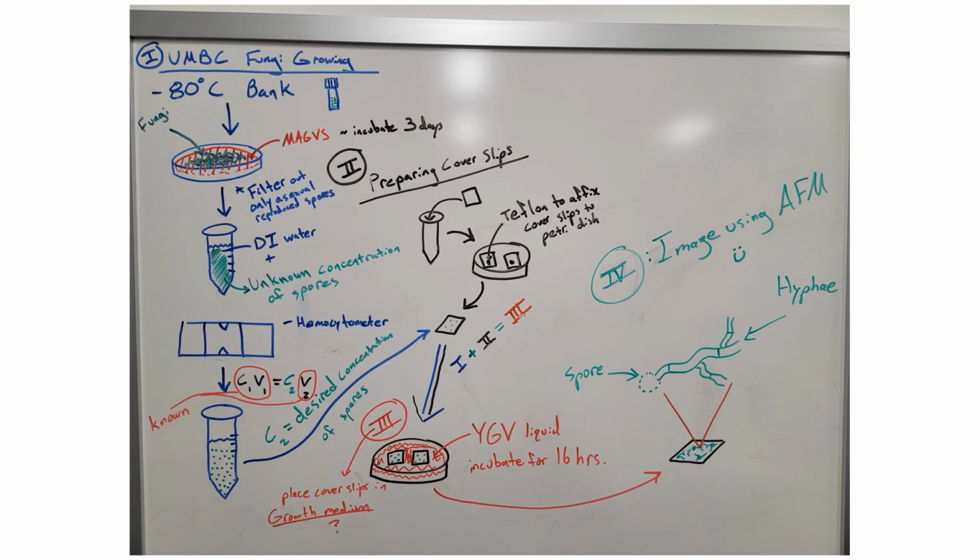So here's a schematic showing the growth process to make samples to look at with the AFM for this filamentous fungi. Starting up at the top, we thaw out our samples from a spore bank, we grow them in liquid solution, and eventually we plate them for imaging using the AFM.